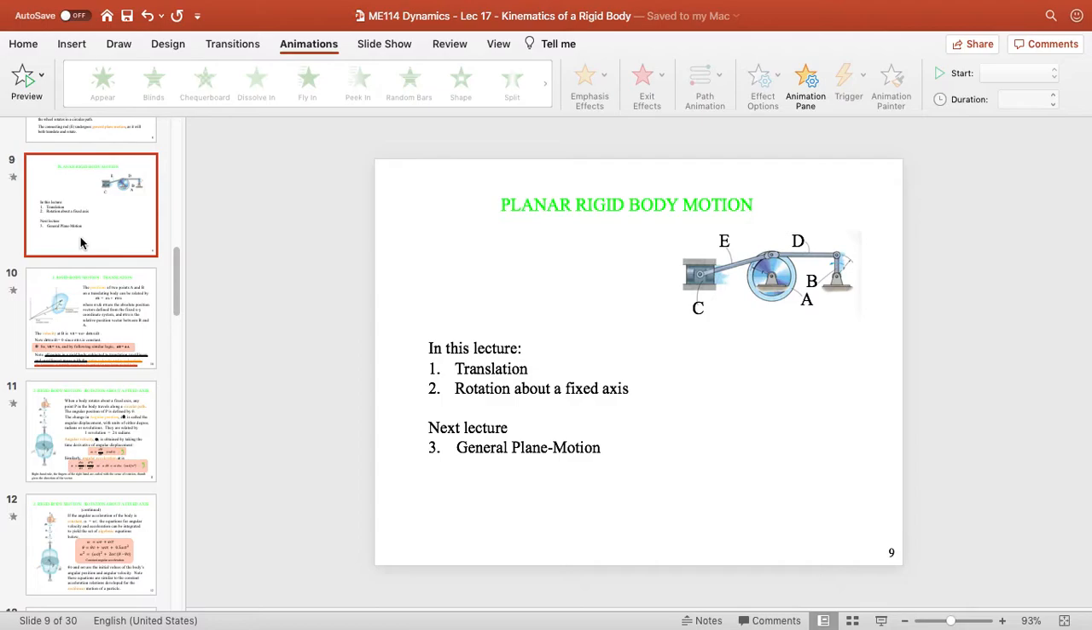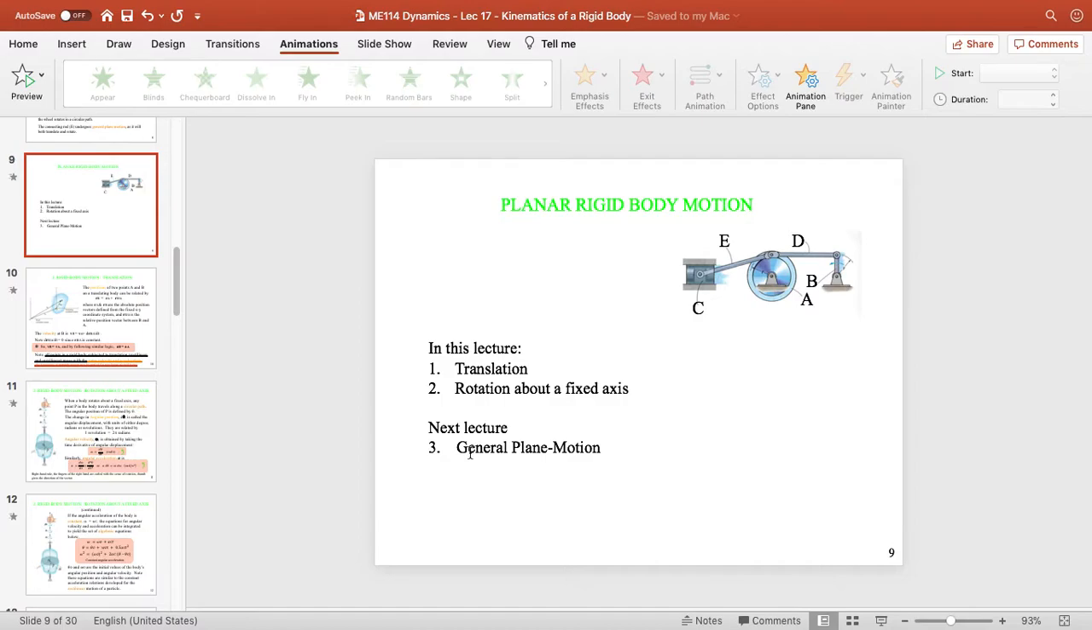So we started to describe how we will look at a narrow subset of the motion of bodies, which will, first of all, be planar. That means that the motion will be occurring just in 2D, just in one plane. Secondly, for this course we will only be looking at rigid bodies, which means that there will be no deformation in those bodies. So last time we started to look at the first two types of rigid body motion, which were translation and rotation about a fixed axis.